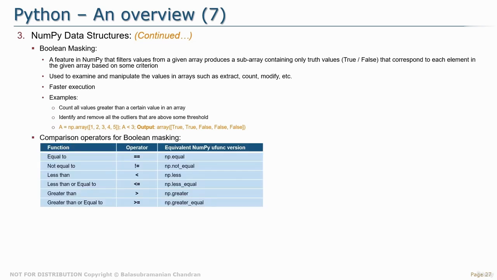Comparison operators for Boolean masking: equal to, not equal to, less than or equal to, greater than or equal to. When you use arithmetic operators, addition, subtraction, multiplication, division, etc., and comparison operators, equal to, not equal to, less than or equal to, greater than or equal to, etc. on NumPy arrays, they are implemented as ufuncs in NumPy internally.